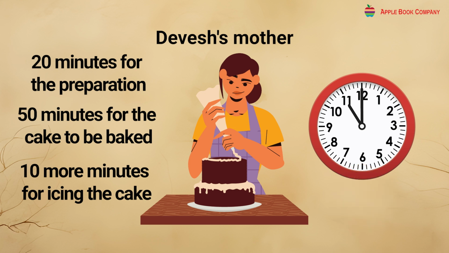Devish's mother started the cake at 11 o'clock. She took 20 minutes for the preparation. So the time is 11:20. And then 50 minutes for the cake to be baked. So 11:20 plus 50 minutes is 12:10. Again she has taken 10 more minutes. So add 10 to 12:10, it becomes 12:20. So the cake was ready by 12:20.